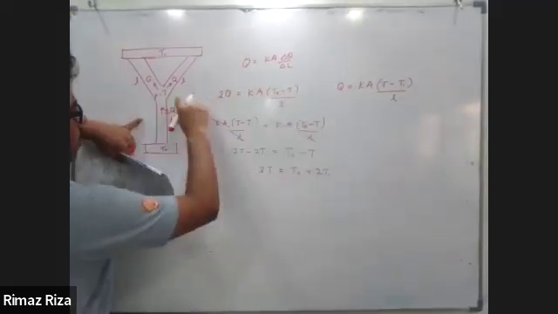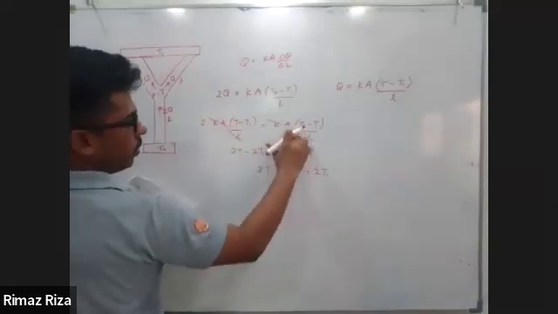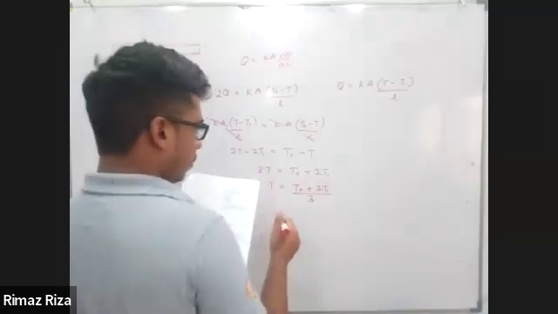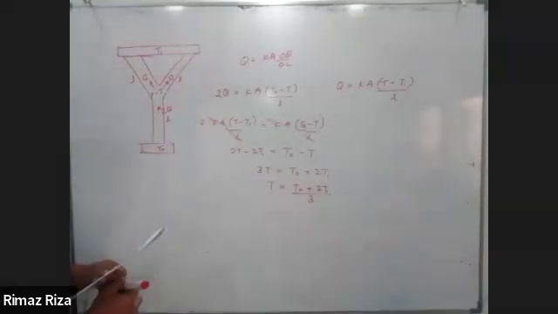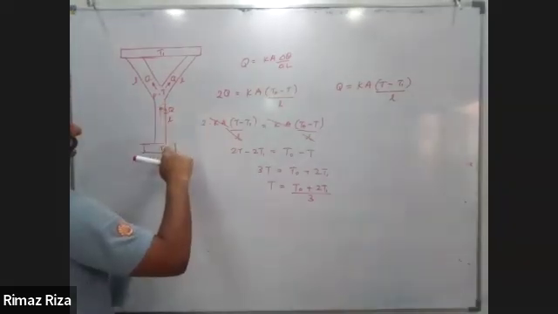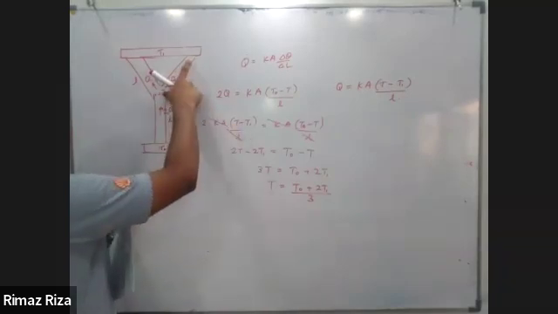Here the temperature difference is T naught minus T, and here the temperature difference is T minus T1. So 2T minus 2T1 equals T naught minus T. Now T equals T naught plus 2T1 over 3. The fifth one.